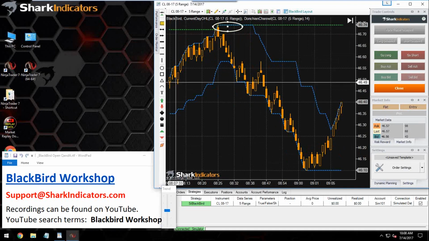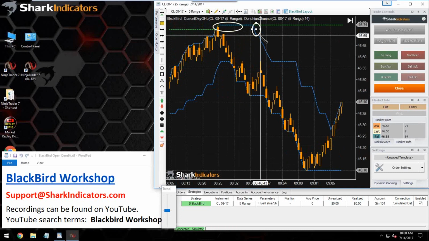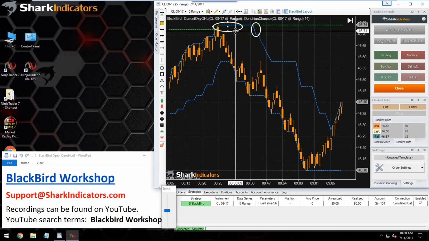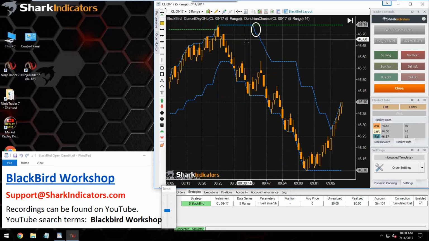The real question is, when the Donchian Channel separates from the daily high or daily low, he would like to cancel that limit order. So that's really the question: when these two indicators separate or deviate from each other, you'd like to cancel that limit order to get into the trade. So that's the premise of this question here.